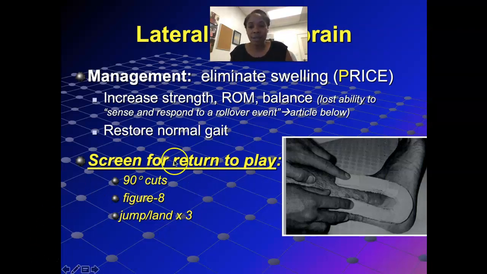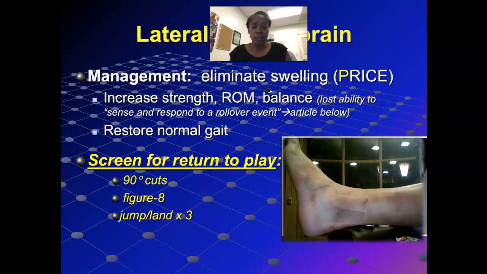So while this is a very general return to play screen, you certainly should also be using very sport specific return to play screening when you're actually ready for them to return to full participation. Okay, so here's an example of what swelling will look like if you're using the compression mechanism, right?